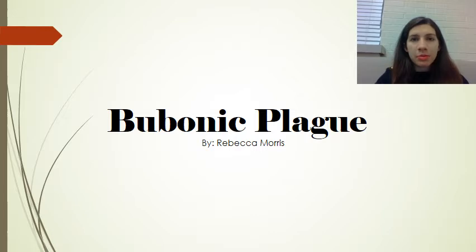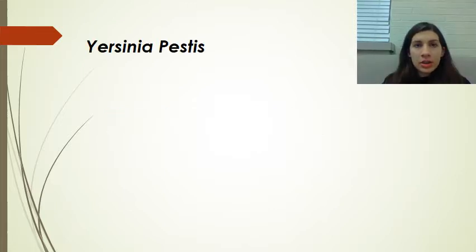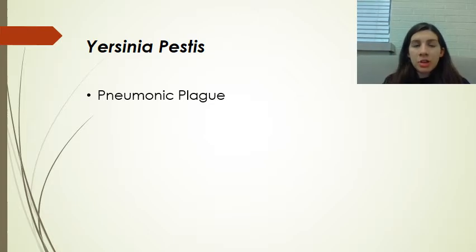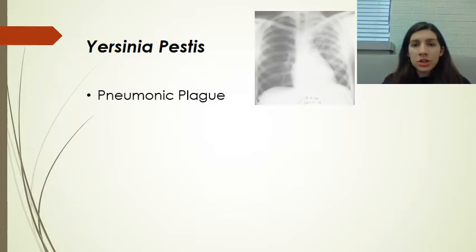Now, first off, bubonic plague comes from a gram-negative coccobacilli bacteria called Yersinia pestis. Now, Yersinia pestis causes three types of plague. The first is pneumonic plague, which is the most virulent but the rarest of the plagues. It is an infection of the lungs.